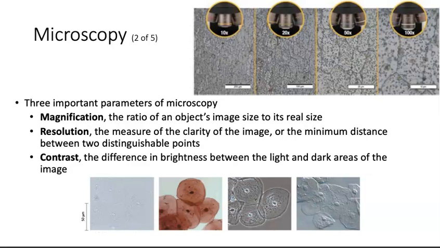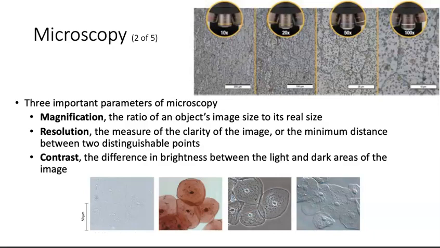There are 3 important parts to microscopy, a lot of which you've learned about in lab, but not all of these. The first thing is magnification. Magnification is basically the ratio of an object's actual size compared to the image size that comes through the microscope. We talk about 10x or 20x or 100x. Those are the objective lenses. Remember that we multiply the objective lens times the ocular lens when we're trying to figure out total magnification.